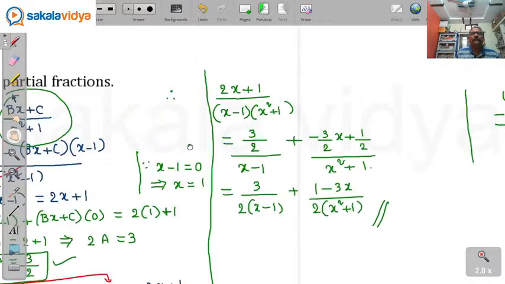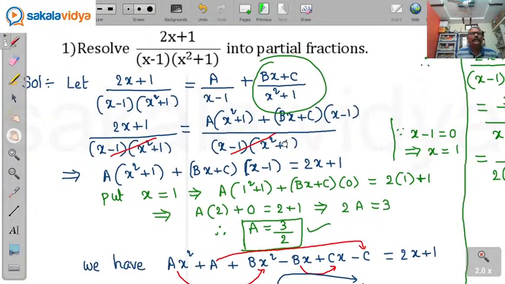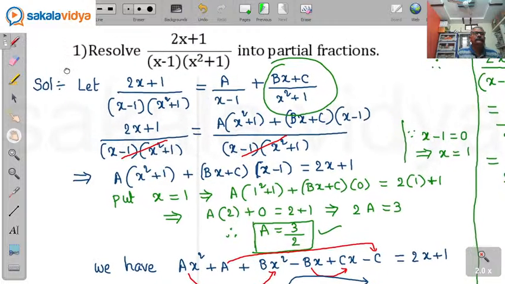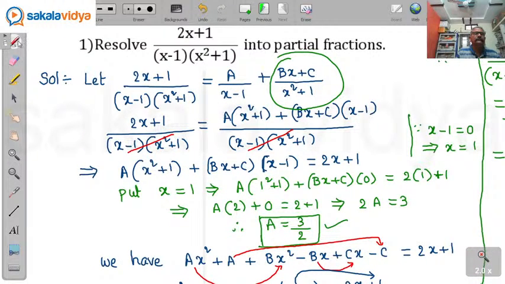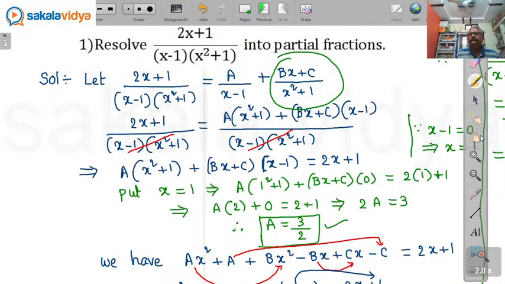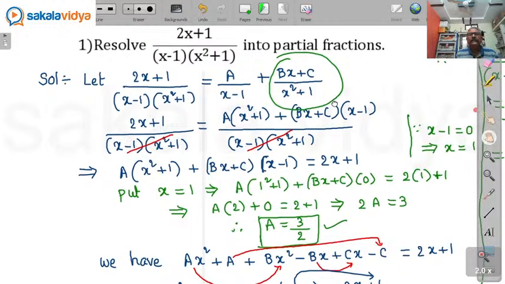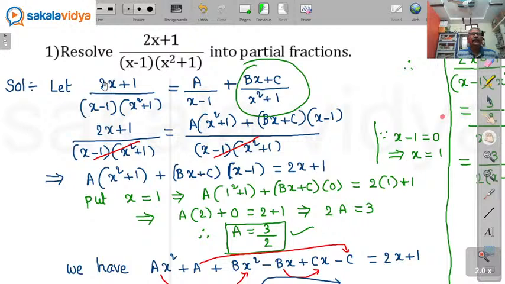Okay, I will show you the method once again. All of you observe. If you are asked to resolve 2x plus 1 by x minus 1 into x square plus 1 into partial fractions, let 2x plus 1 by x minus 1 into x square plus 1 be equal to a upon x minus 1 plus bx plus c by x square plus 1.